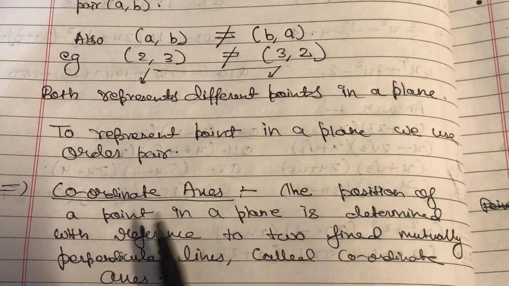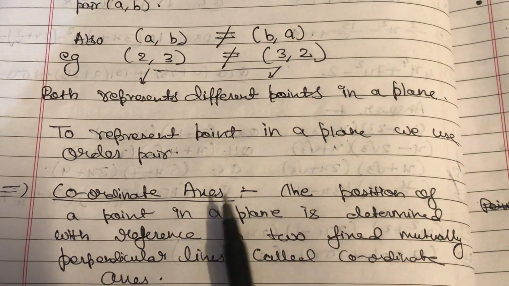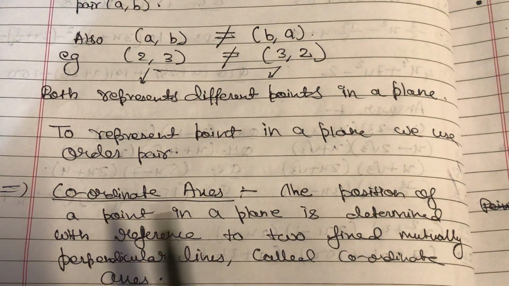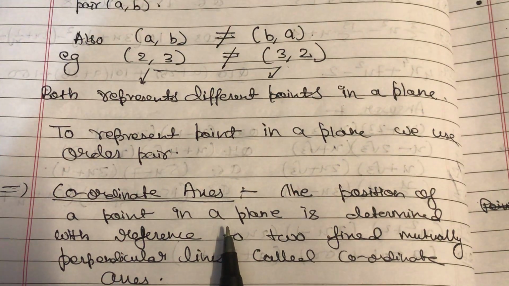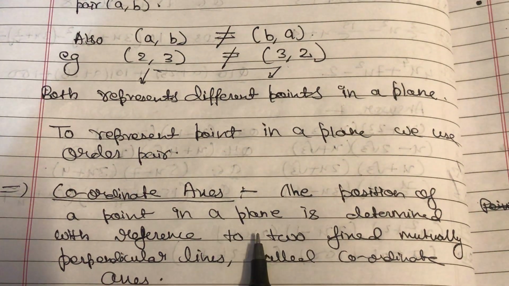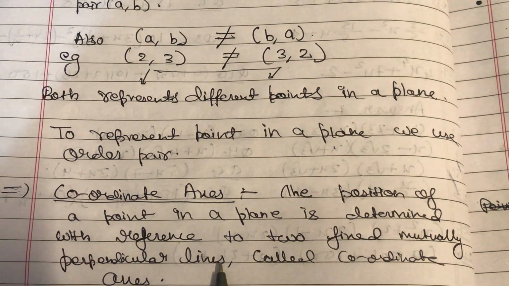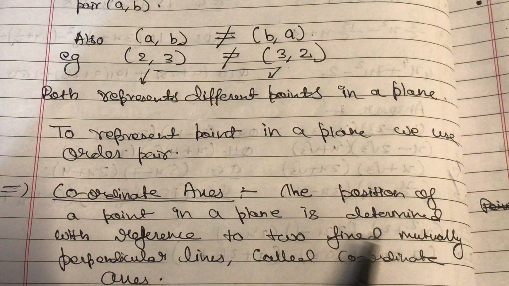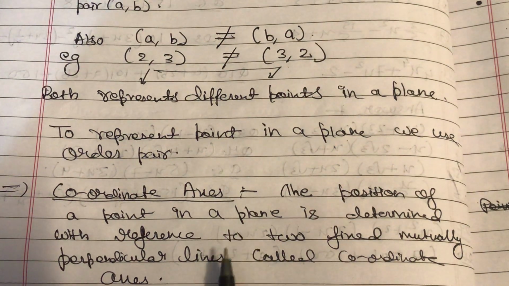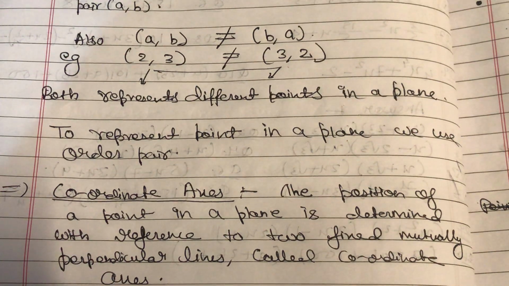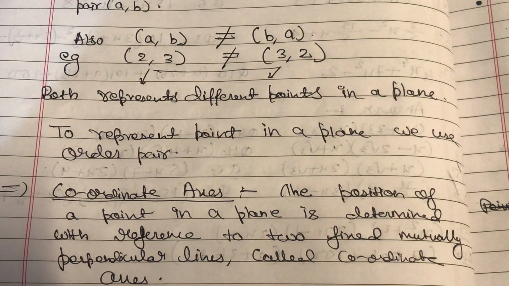Now let's talk about coordinate axis. Well, the position of a point in a plane is determined with reference to two fixed mutually perpendicular lines which are called coordinate axes. This is the definition part. I know this is a bit boring, but here you have to study a little bit of theory, we'll be solving questions based on that. So in simple language, coordinate axes means x-axis and y-axis.